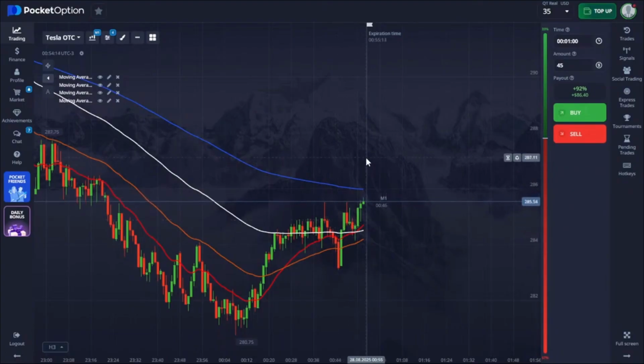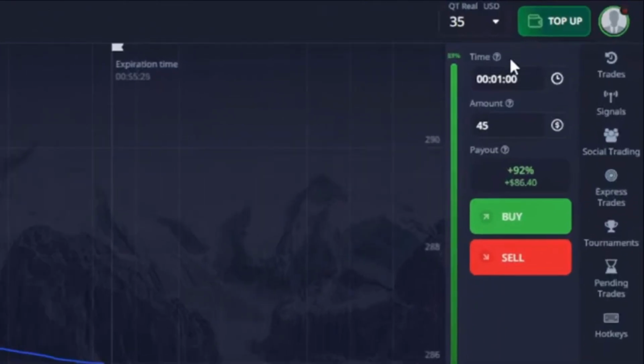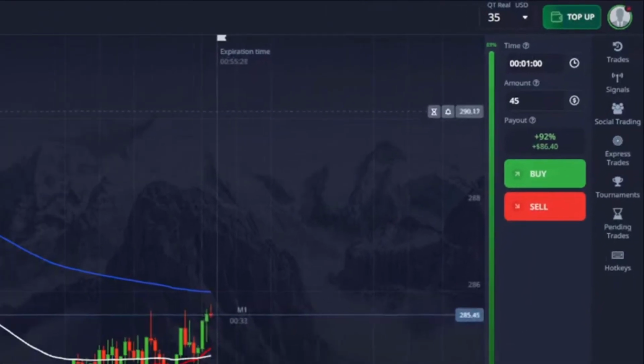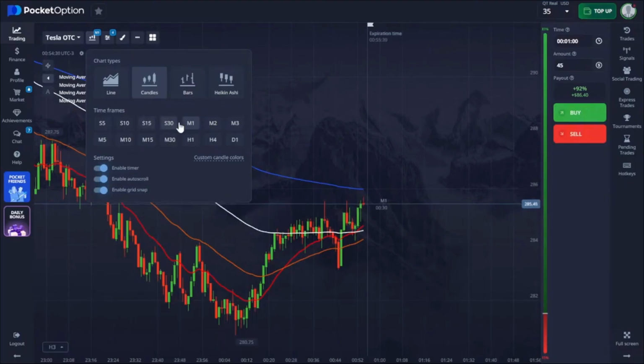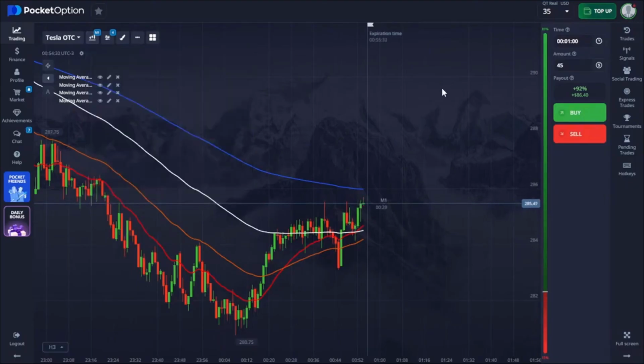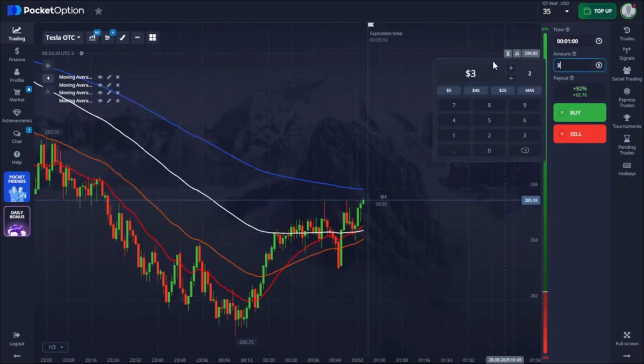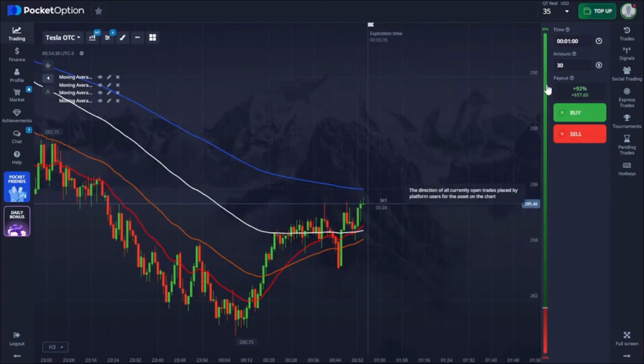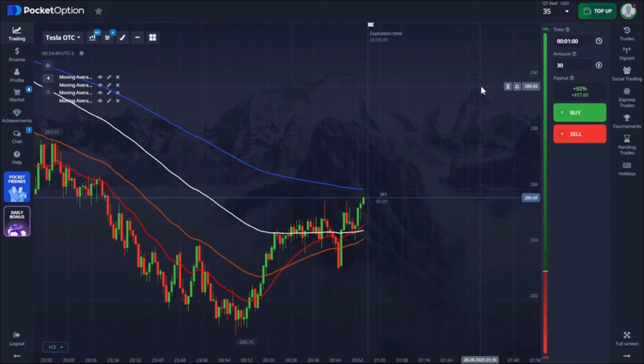I'm going to enter on the upward based on that rejection. You can see that's all right. So guys, we're going to use 1 minute expiration time, $35. Okay, going to start with 30. That's pretty good. As I said, you can use a rejection right here on this one that's happening here.